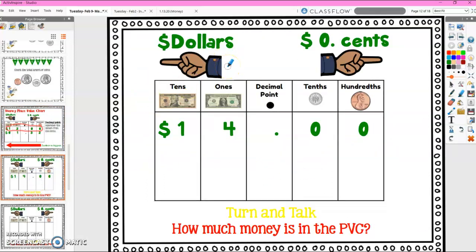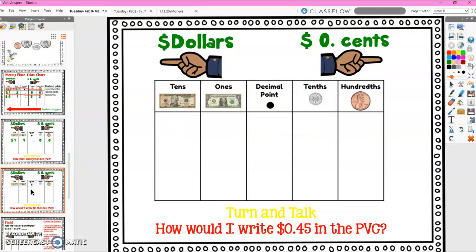Now let's look at this number. Take a minute to think. How much money is in the place value chart? If you said $14, you are absolutely correct. There's a 1 in the tens place. There's a 4 in the ones. Decimal point, 00. I have $14 here. Good job.